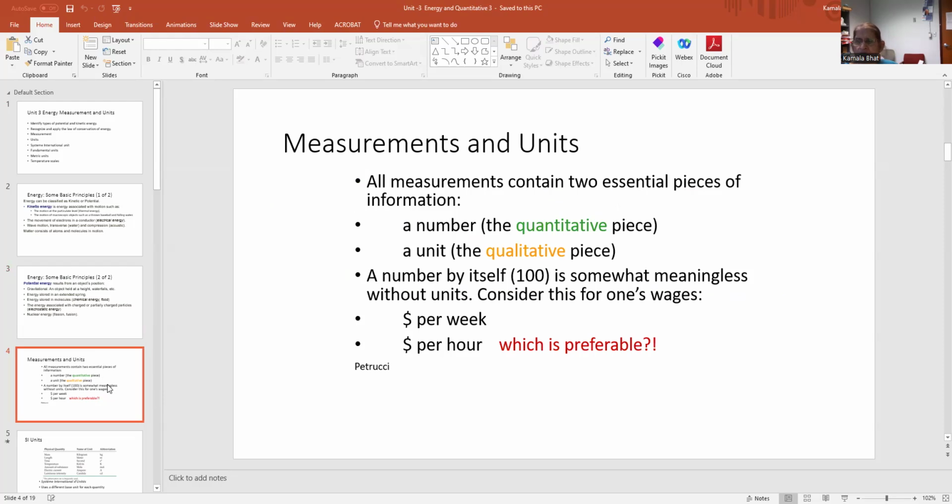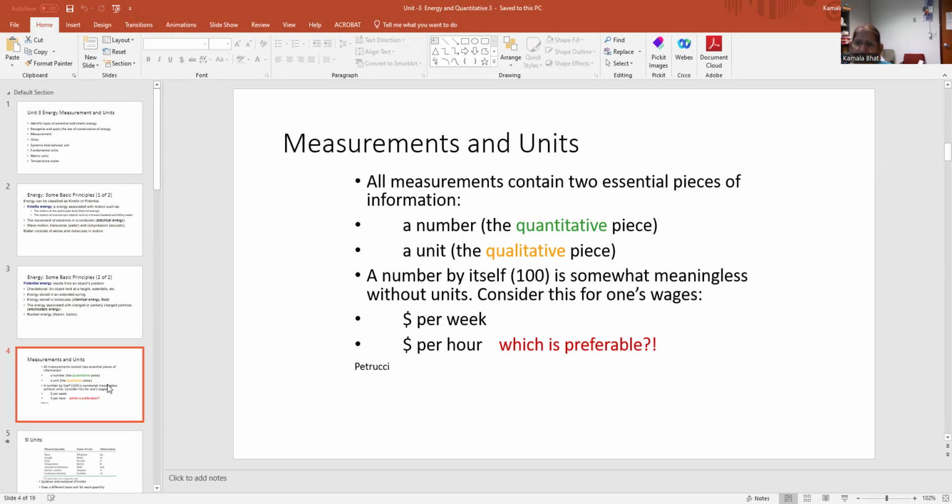Any type of observation requires measurements. So in other words, whenever we do observation and data collection, we need measurements. And there are two parts to all measurements: a number, that is the quantitative piece, and a unit, that is the qualitative piece, which defines what you are measuring and how you are measuring.